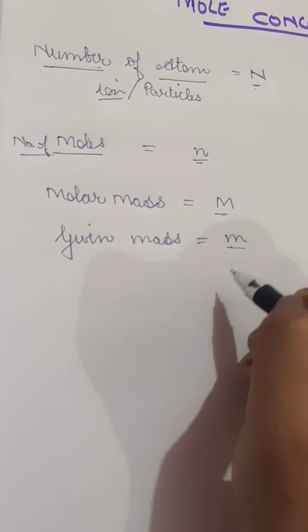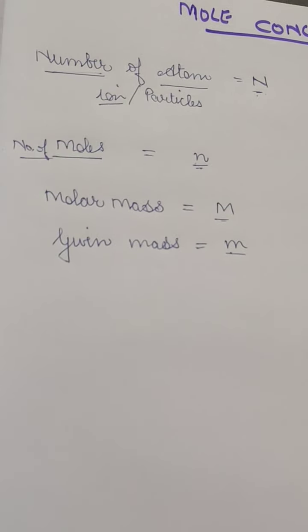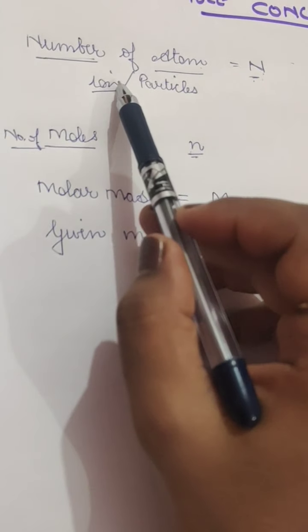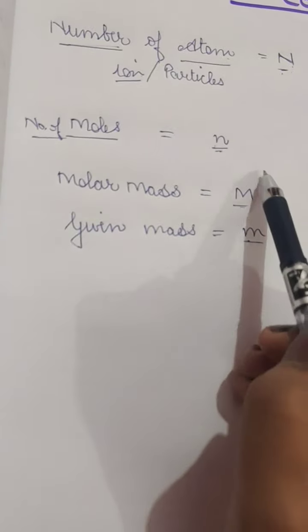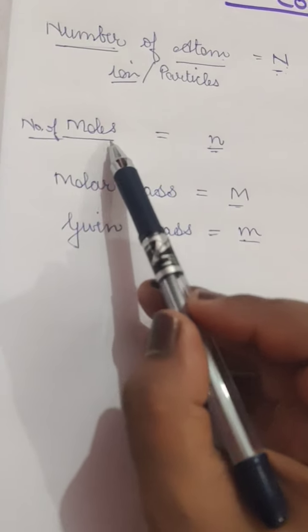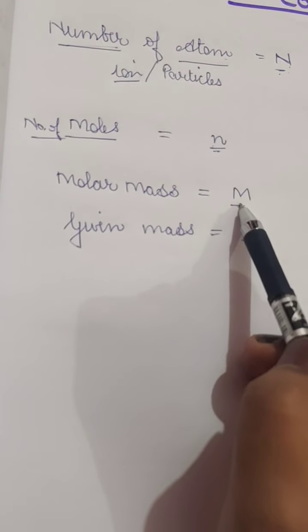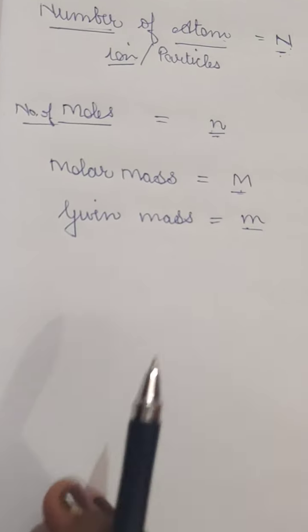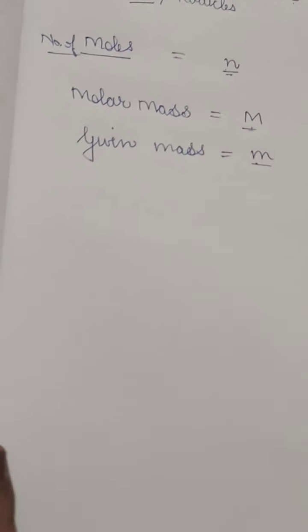Just remember these symbols: capital N stands for the number of atoms, ions or particles. Small n stands for the number of moles. Capital M stands for molar mass, and small m stands for given mass. Now we have to learn the formulas. One is left, which is Avogadro's number.